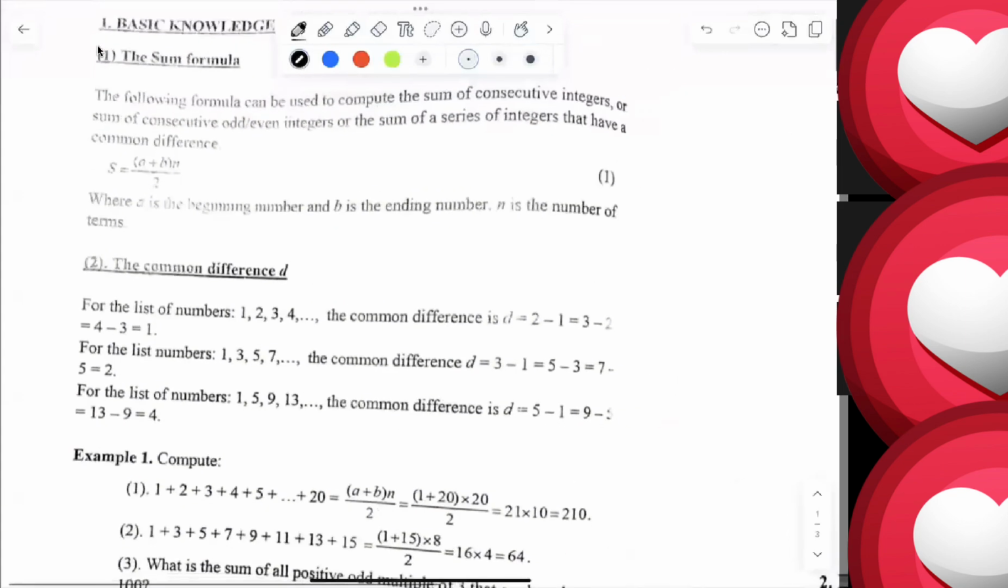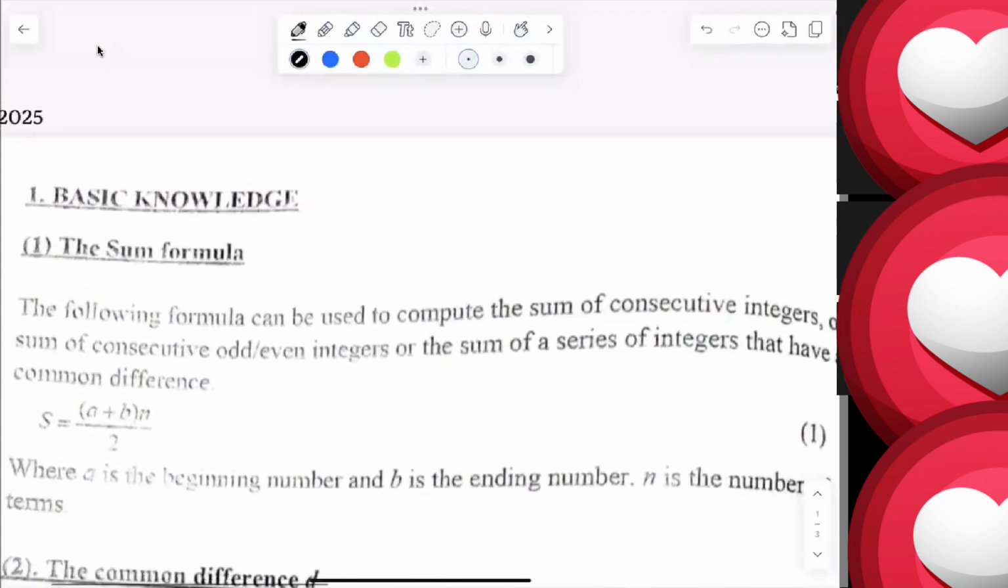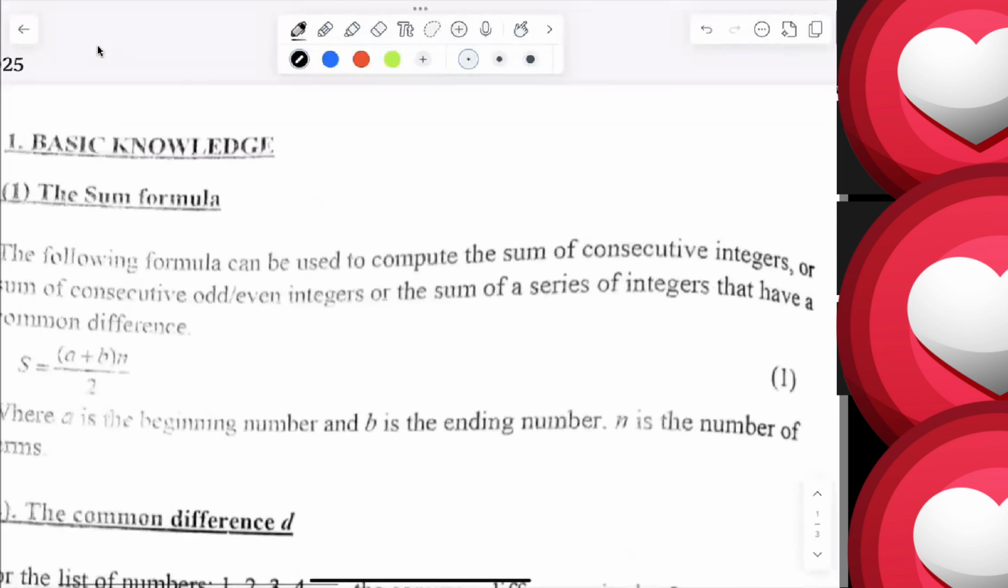All right. So what we're going to be going over today is basically sequences and series. Let's start with number one, basic knowledge.